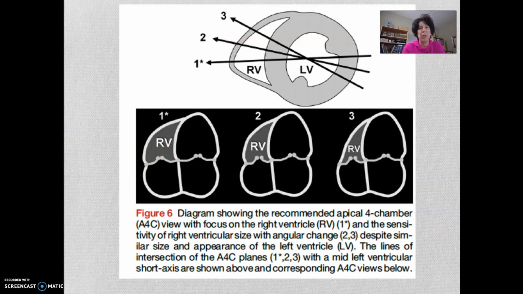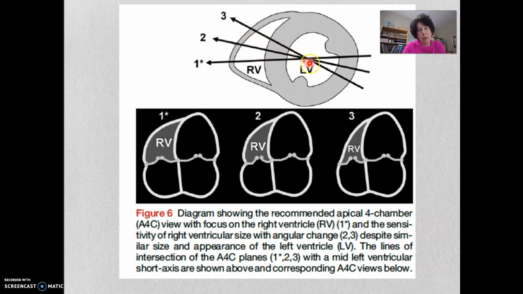A little bit of caution in terms of RV assessment. You do want to think about the fact that the RV has a semi-lunar shape, and so depending on where you cut through on your 4-chamber view, you might get a different appearance of size of the RV. If you're cutting at number 1 here, you're going to get this size RV, and if you're cutting along that line, this still looks like a really good apical 4, right? But the RV size is different, smaller.